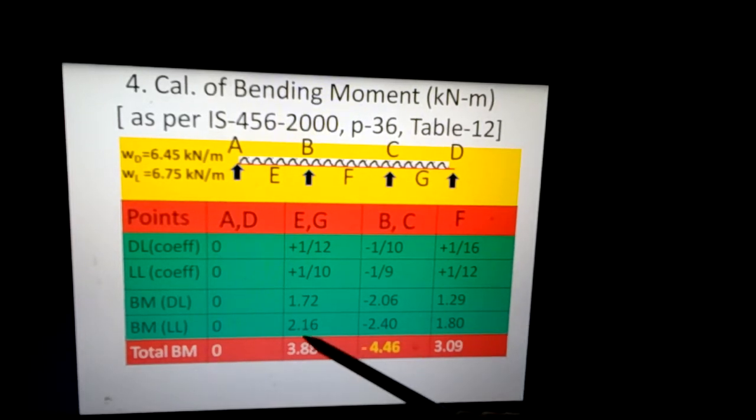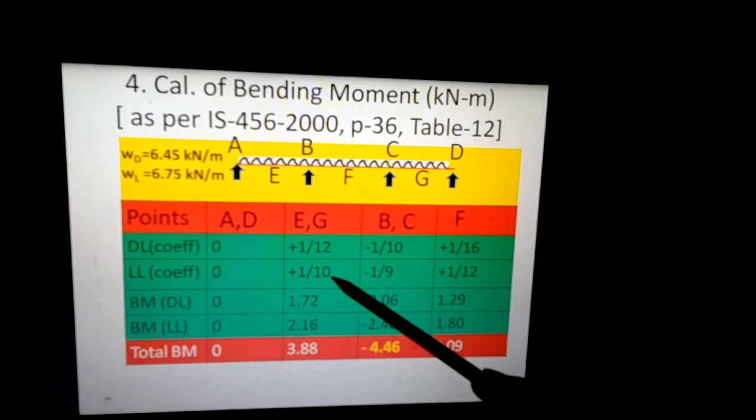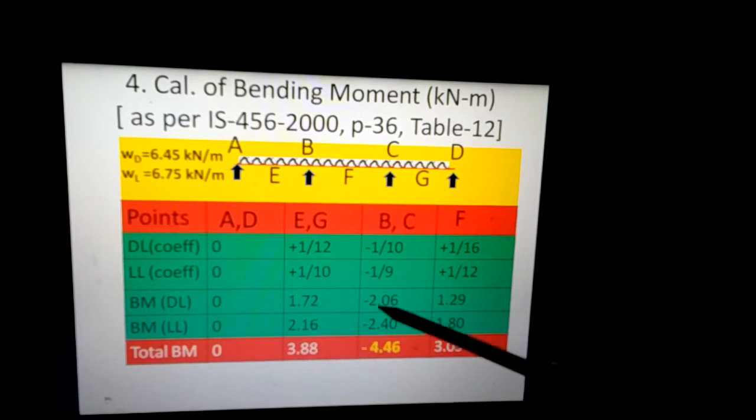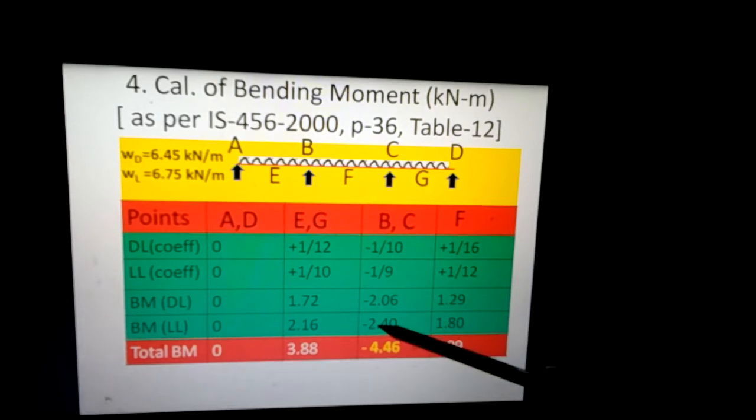Now the bending moment using the live load: this is plus 1 by 10 multiplied by the UDL 6.75 multiplied by span, so this is 2.16. And for this BC, it is minus 2.40, that is minus 1 by 9 multiplied by UDL 6.75 multiplied by span 3.2, and then this, that is 1.8.